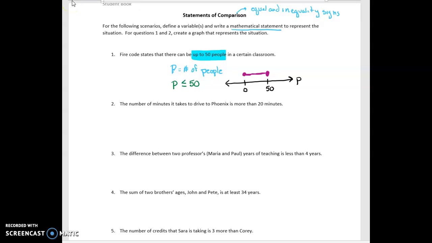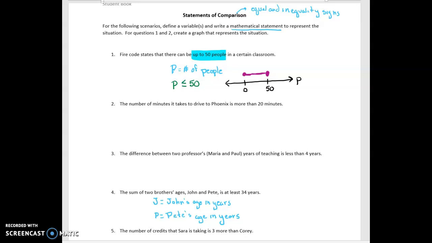Secondly, I want to look at number 4. This one says the sum of two brothers' ages, John and Pete, is at least 34. So in this particular case, we have two different people's ages. I'm going to use J equals John's age in years, and then P is going to be Pete's age in years.